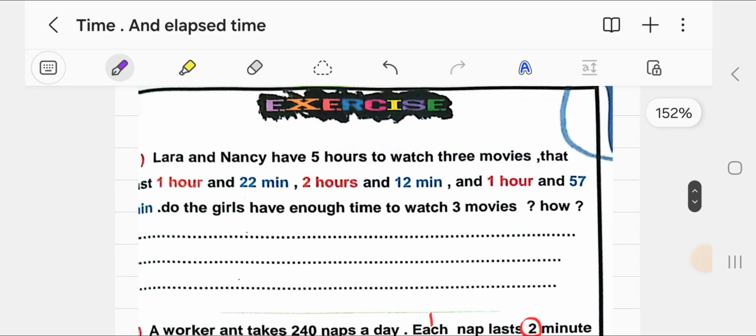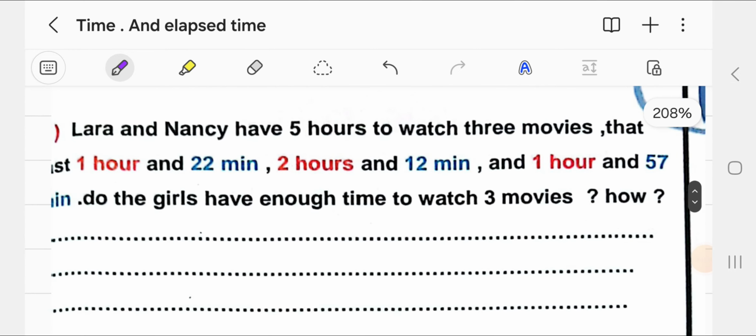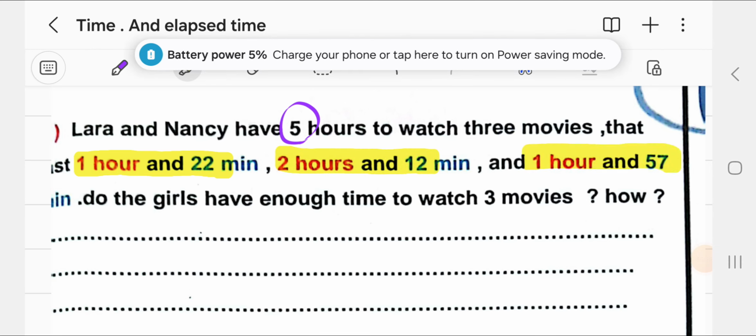What about question number 1? Question number 1 it's so easy. Lara and Nancy have 5 hours. كل اللي عندهم 5 hours to watch 3 movies. عشان يتفرجوا على 3 أفلام. That the first hour تاخد وقت قد كده. Second hour like this. And third hour like this.